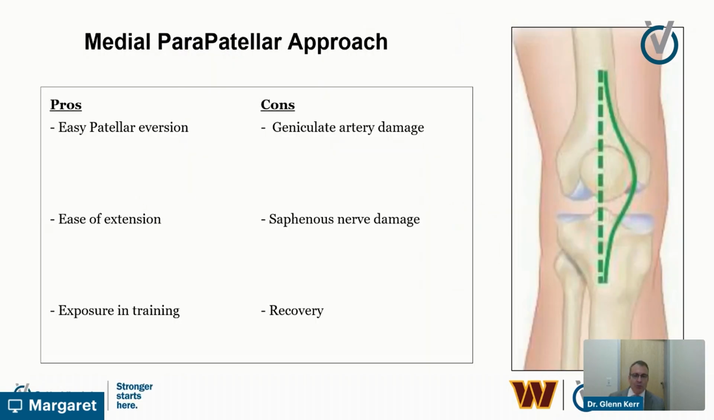So the first approach is called the medial parapatellar approach. This is the workhorse of total knee replacements. If you know somebody that had a knee replacement 5 years ago or more, it is very, very likely that they had this approach to the knee replacement.